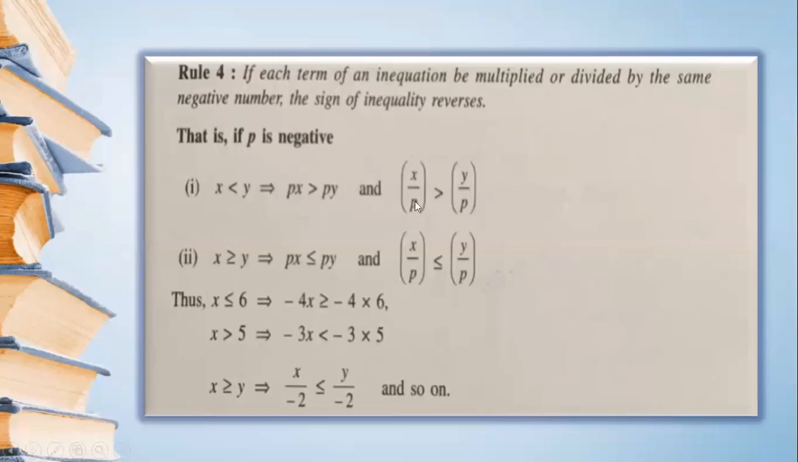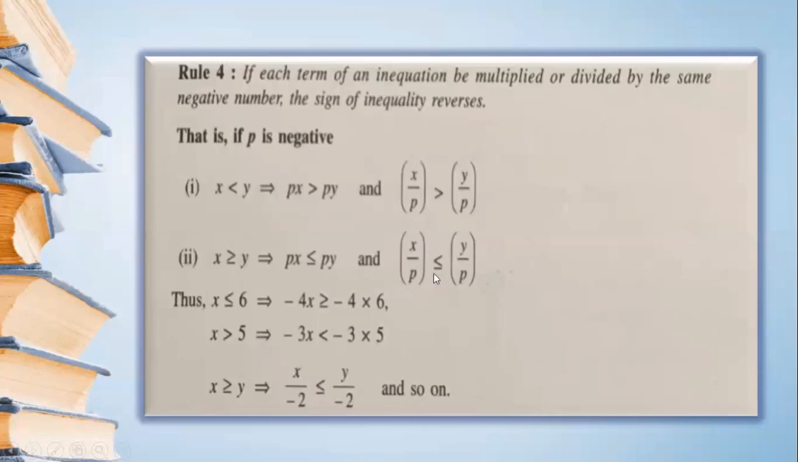In the same manner, here we are dividing both sides by a negative number P. So the inequality sign less than will change to greater than. So we will get x upon P is greater than y upon P. If we have x is greater than or equal to y, then on multiplying both sides by negative number P, we will get Px is less than or equal to Py. And on dividing both sides by P, which is a negative number, we will get x upon P is less than or equal to y upon P.